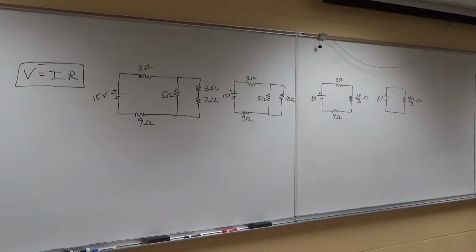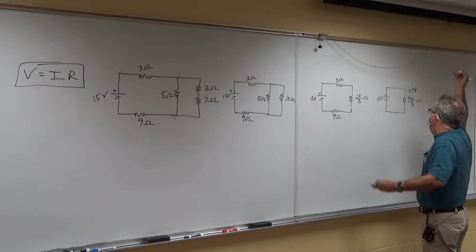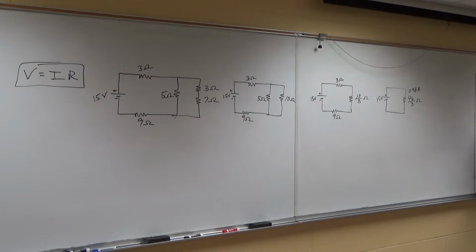It's about 0.9798. Okay, what do you get? 0.98. I'll let you guys keep the digits, okay? That's IT, the total current. So that's the current through the equivalent resistance. That's the total current coming out of the battery.